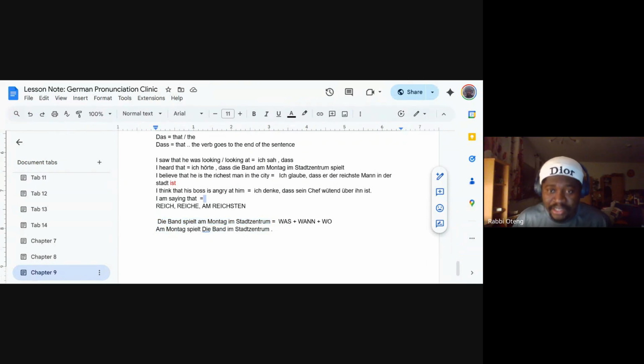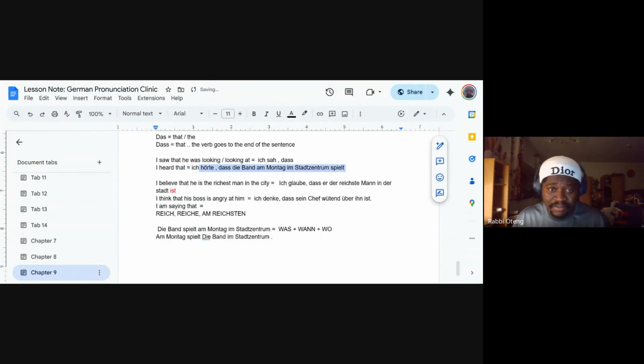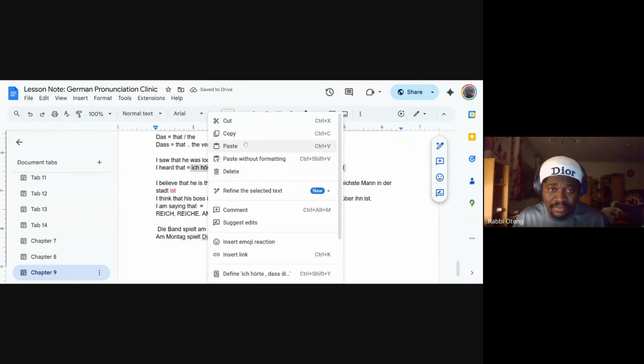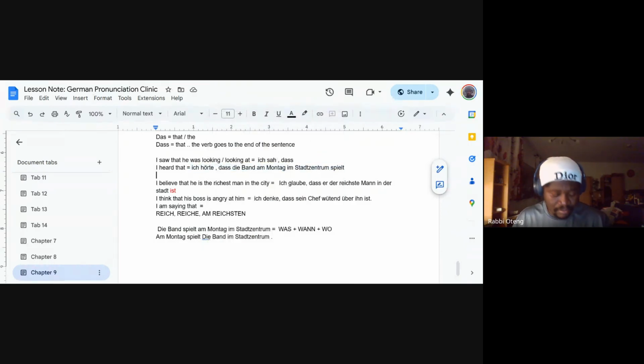So you can't say that; some people use it, but it's not grammatically correct. For the sentence here: Ich hörte, dass am Montag die Band im Stadtzentrum spielt.